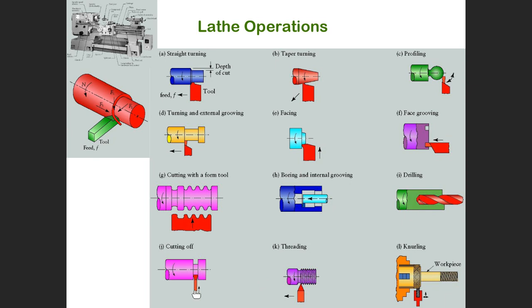This is a cut off. Cut off here. This is a cut off tool. As you saw in the video, the tool will move in the radial direction until it separates the two parts.